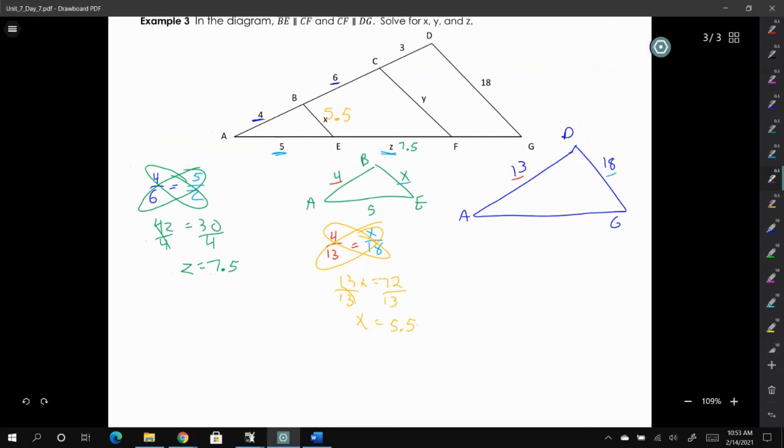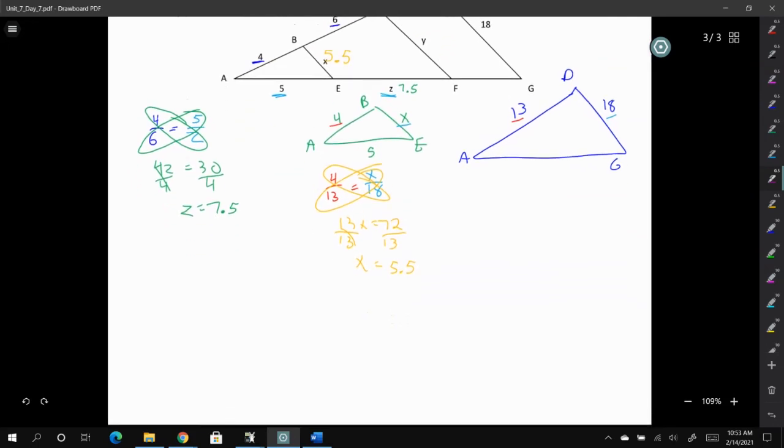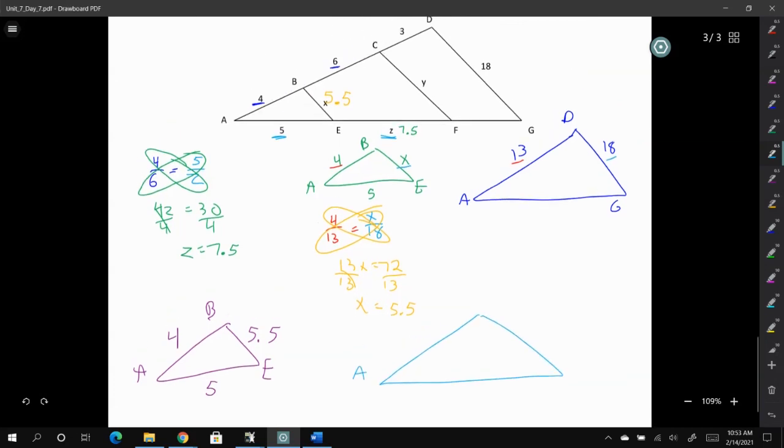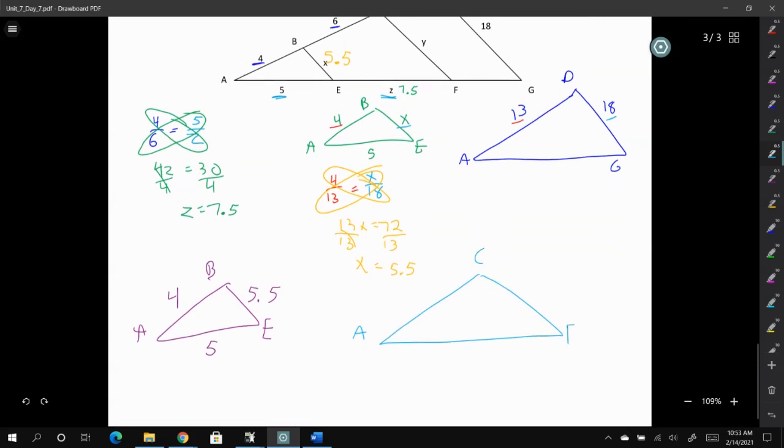Okay. Then for Y, we have room down here. I'm going to draw the small triangle again, A, B, E. We know this is 5.5, 4, 5. Now I'm going to draw the middle-sized triangle, A, C, F, where we know that CF is what we're trying to figure out. And we can say that AC is going to be 4 plus 6, or 10.